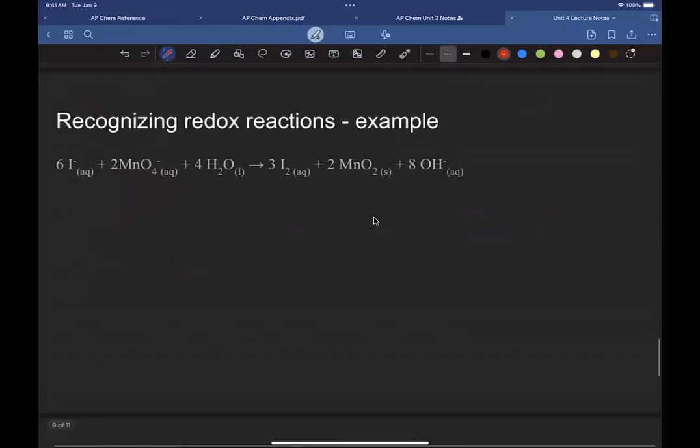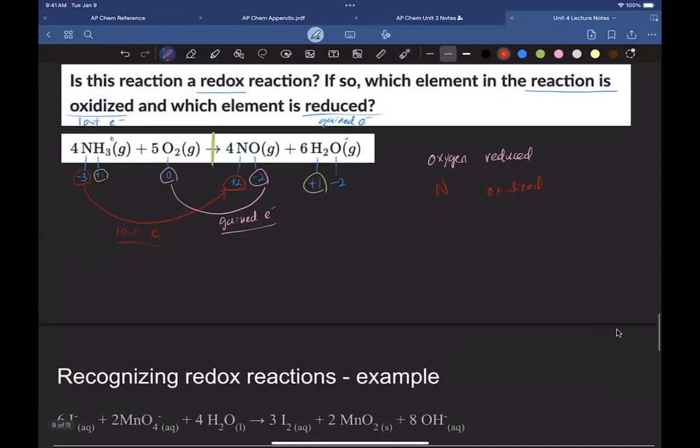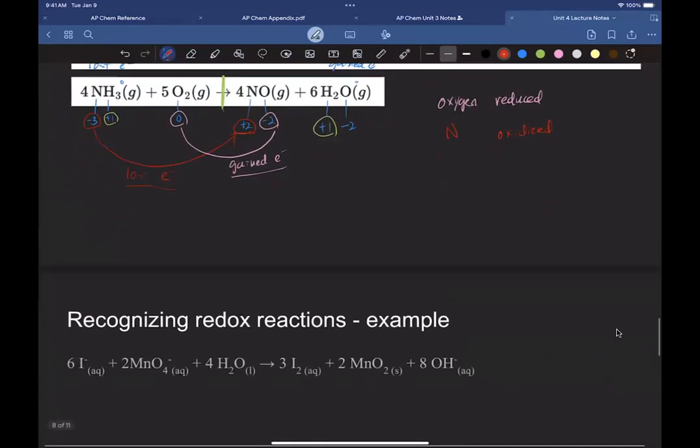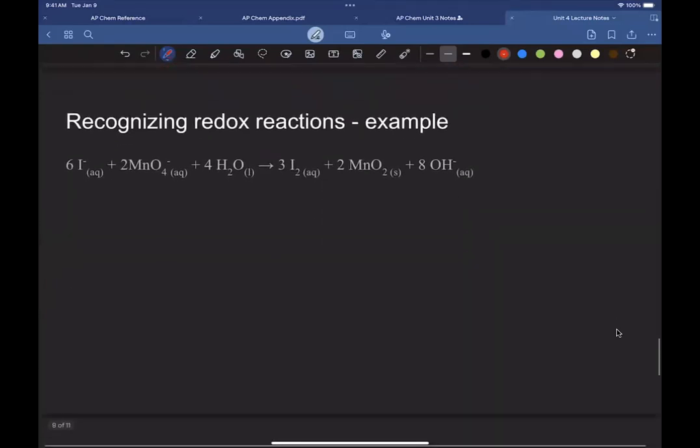All right, let's do another example here. If you look at this one, I know this is a lot, but I want you to try. Find the oxidation state for each atom and then compare before and after to see which one is reduced and which one is oxidized. Go ahead and pause and try it. Okay, let's go.